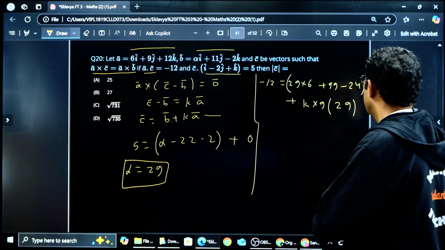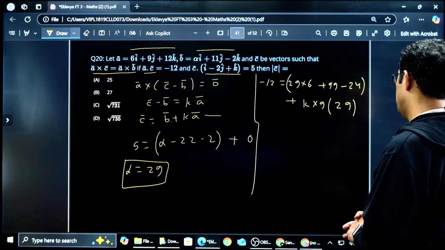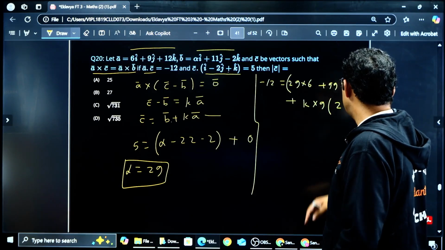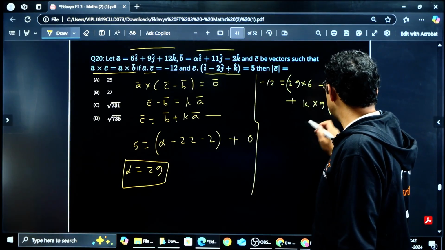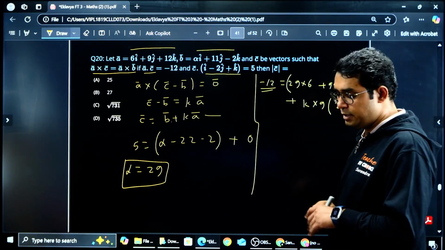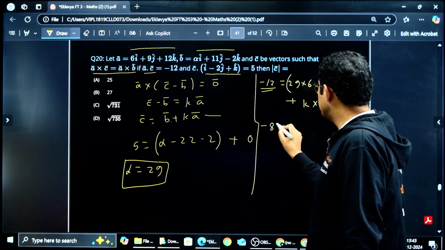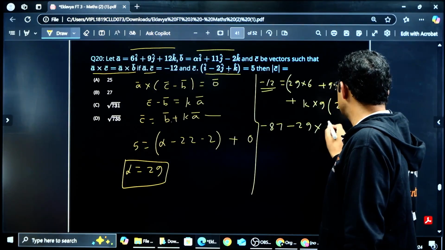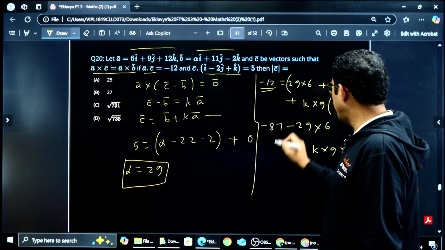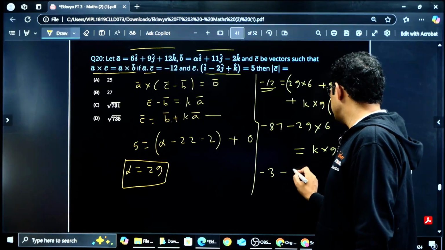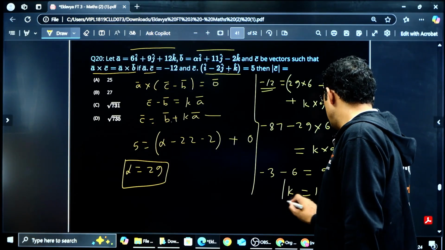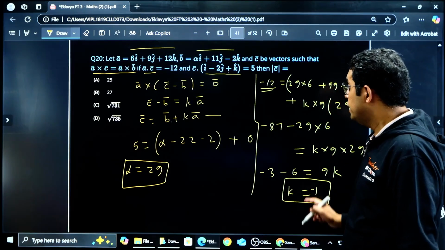Okay, now from this we can find the value of K. Let us see. This 24, if I take it to the other side, it will become 12. 12 minus 99 is minus 87. So minus 87 minus 29 into 6 is equal to K into 9 into 29. 29 divides 87 three times. So minus 3 minus 6 is equal to 9K. So this gives us K equal to minus 1. So K is minus 1.